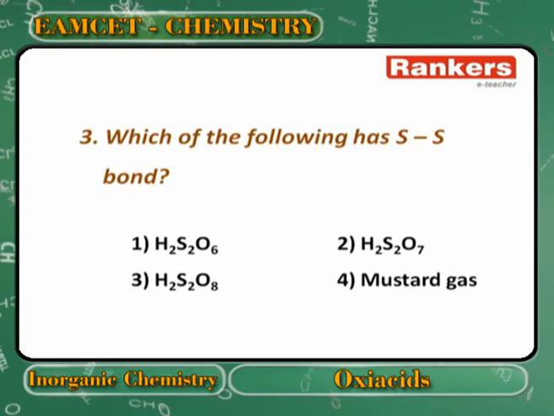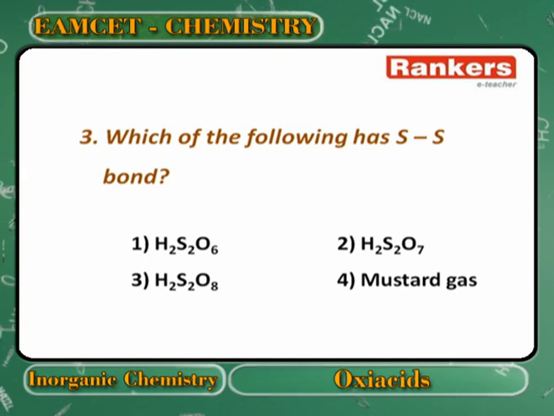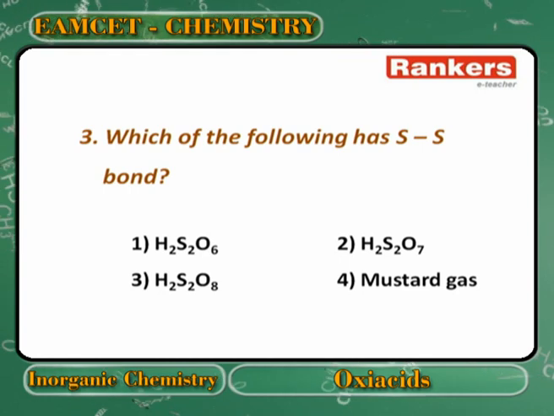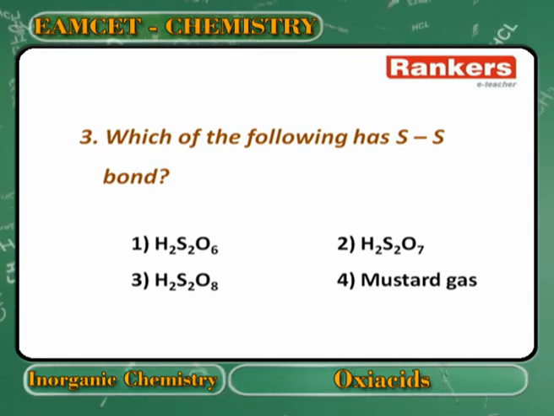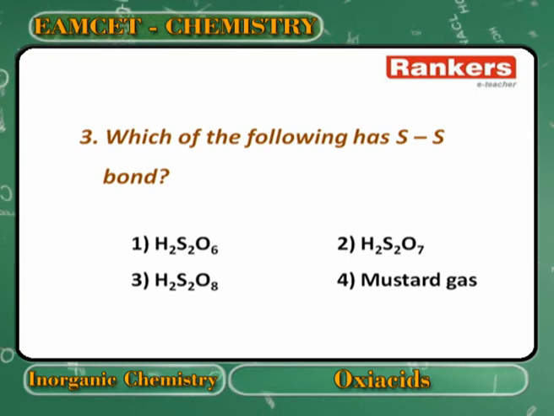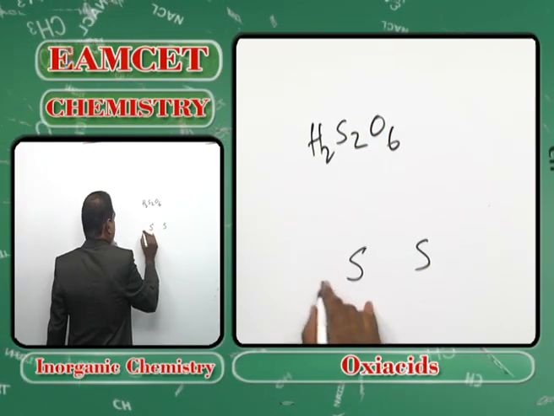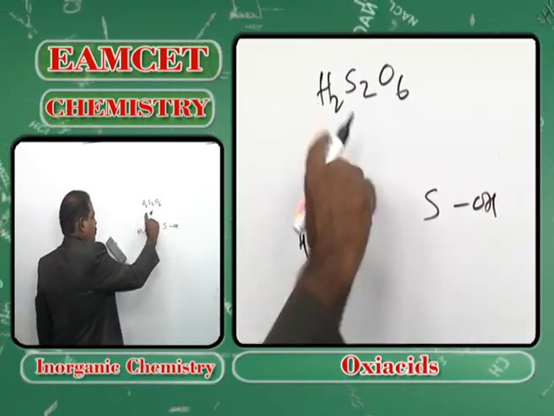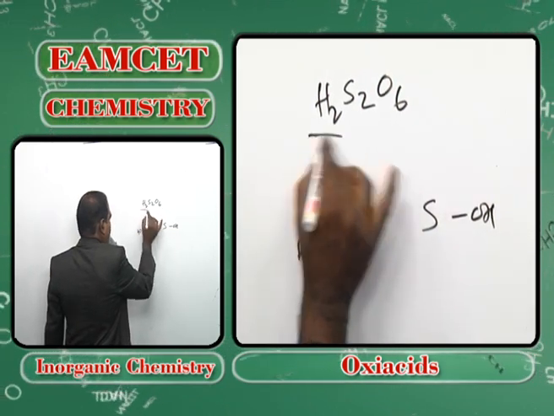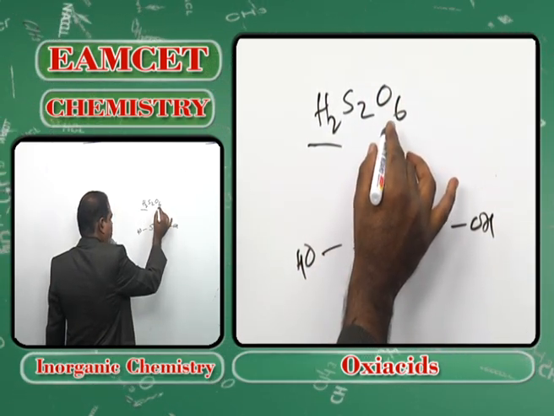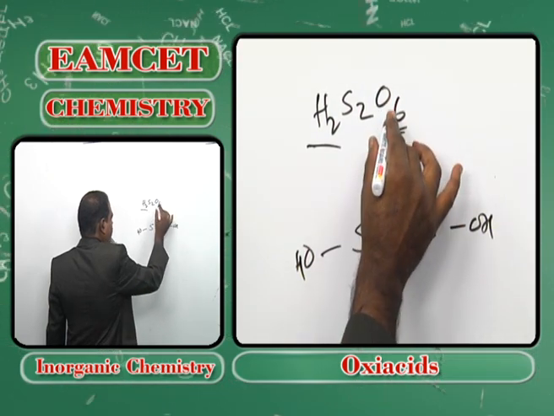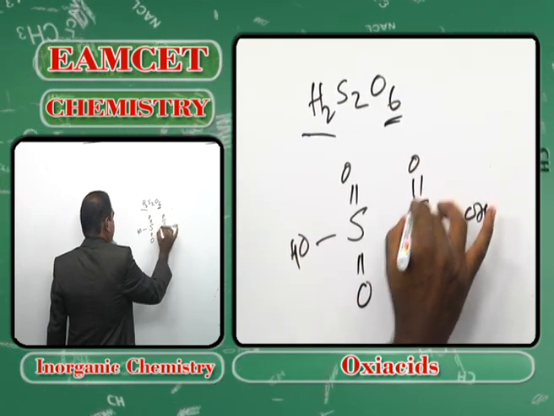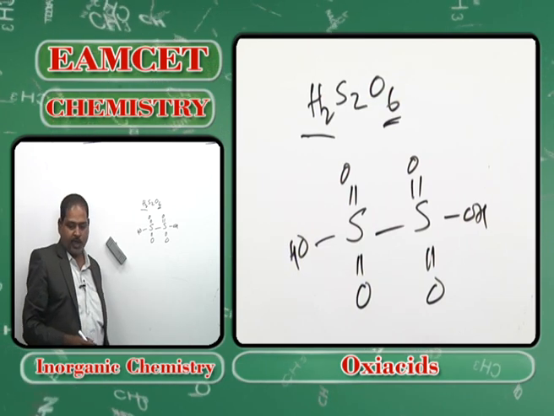Which of the following has an S-S bond? What a funny question. H2S2O6, H2S2O7, H2S2O8, mustard gas. Take H2S2O6 and draw the structure. 2 sulfurs, 2 OH. This is only yesterday's procedure. We did it quite many times. How do you know 2 OH are there? 2 hydrogens. And how many more oxygens? 6 oxygens, which leaves 4 more oxygens. 1, 2, 3, 4, distribute equally. And now the 6th bond of sulfur. Here you have got the S-S bond. So the answer is 1.